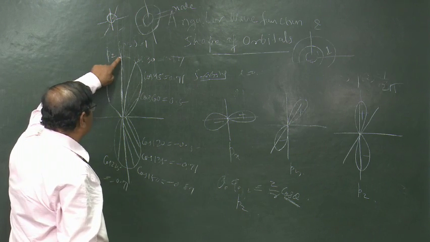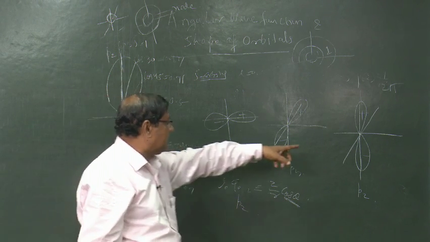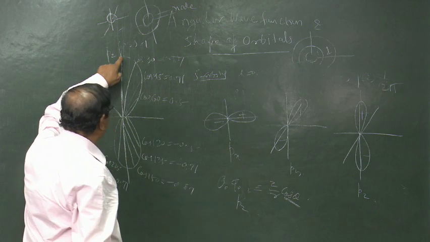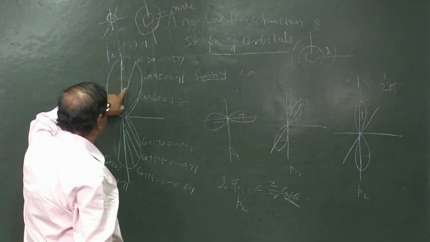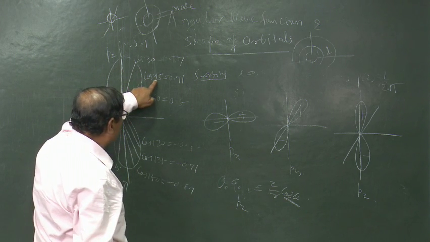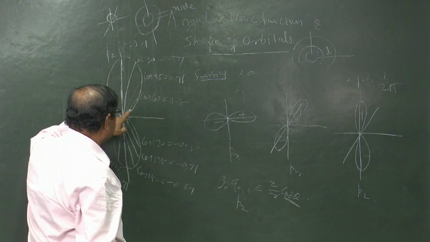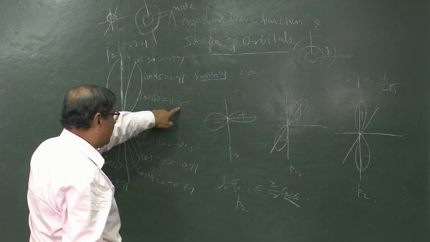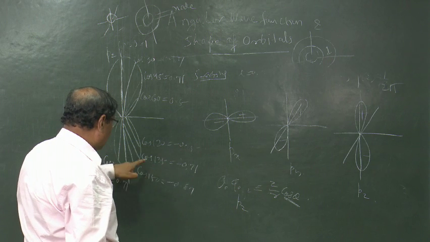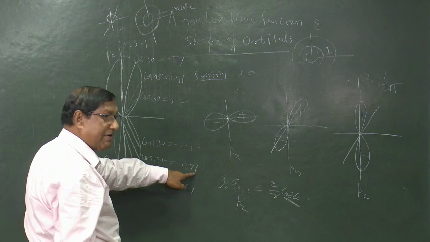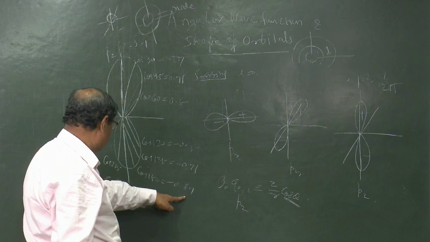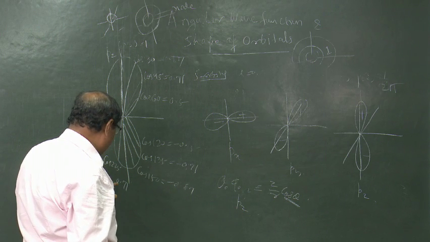Let us see this equation. Now for cos 0, this is the point of the pz orbital. Why is this positive and why is this negative? Now this point is cos 0, which is equal to 1. And this point is cos 30, which is equal to 0.87. And this is cos 45, which is equal to 0.71. This is cos 60, which is equal to 0.5. Now this is cos 120, which is equal to minus 0.5. And this is cos 135, minus 0.71. And this is cos 150, which is minus 0.87. And this is cos 225, which is minus 0.71.